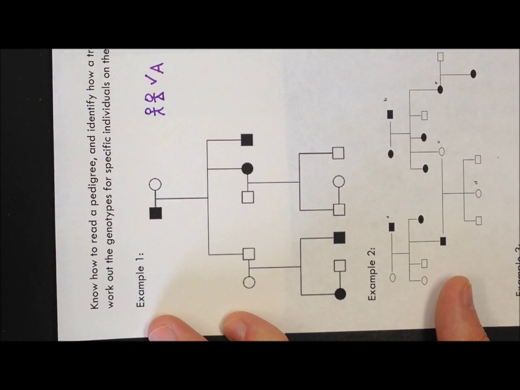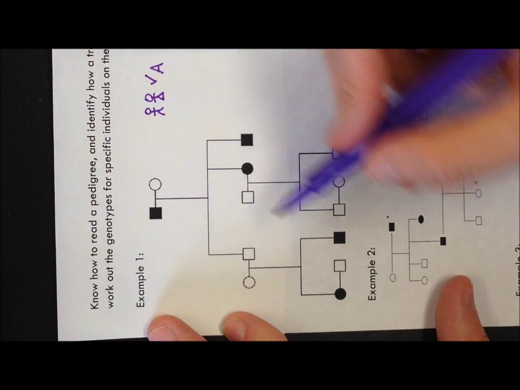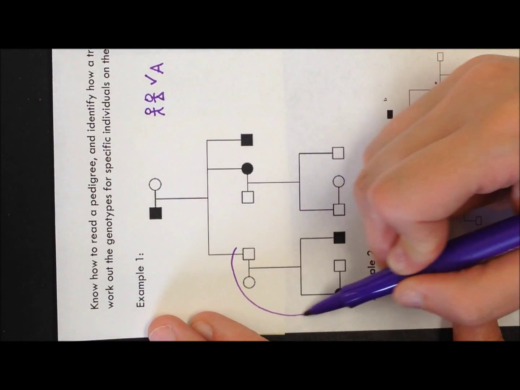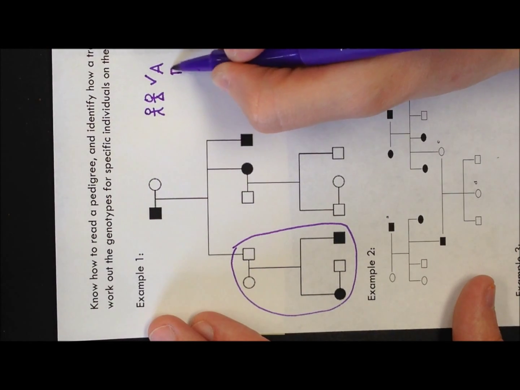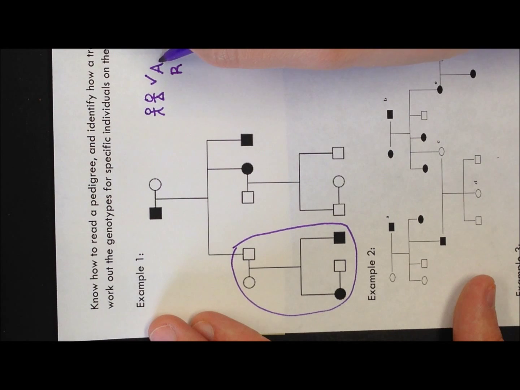Next thing we need to ask is, does it ever skip a generation? If we look and look, ooh, right here. Neither of these parents have it, but they passed it on to their kids. That tells us that it's recessive. So this trait is autosomal recessive. Knowing that, now we can start filling in the genotypes.